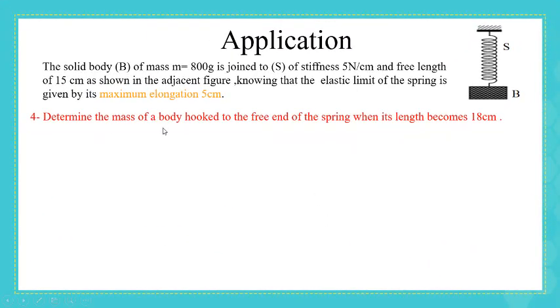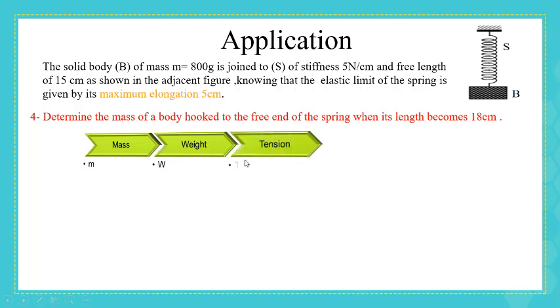Number 4, determine the mass of a body hooked to the free end of the spring when its length becomes 18 centimeter. So they are asking you to find the mass of this body. To find the mass of this body, you have to think about the weight of this body. But it's not given. To find the weight, you have to know the tension. But also, the tension is not given. Think about Hooke's law. Applying Hooke's law, that is K multiplied by the elongation. But also, the elongation is not given. They gave you only the length of this spring.